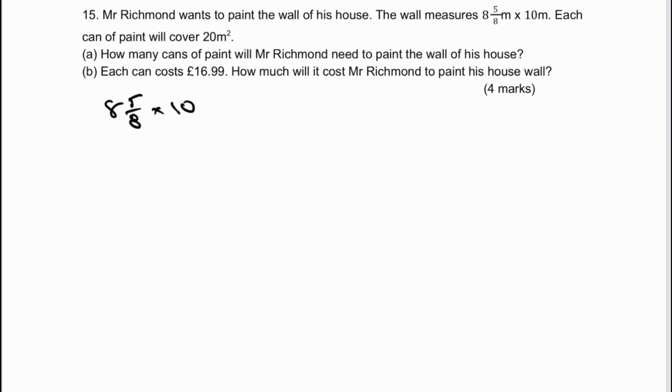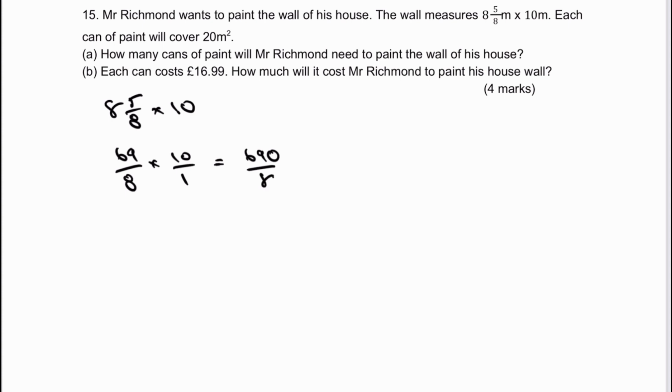What we need to do is convert it to a top-heavy fraction. So that's going to be 8 times 8 is 64, plus 5 is going to be 69/8 multiplied by 10/1. Okay, can I do anything with that? Well, yes I could, but just for the sake of this particular one I'm going to make it a little bit simpler on myself. I'm actually going to say I've got 69 times 10, which is much easier to work out, I think, than if I'd have done 69 times 5 and divided by 8 as well. So that's going to be 690 divided by 8.